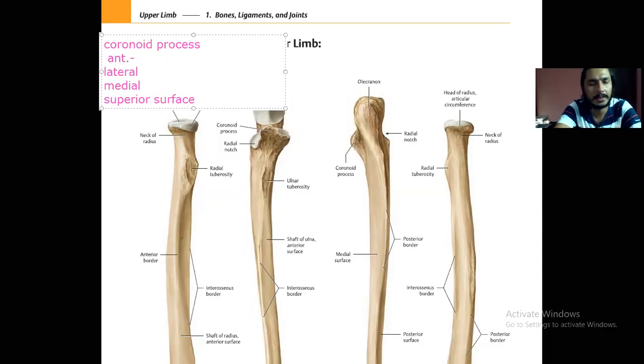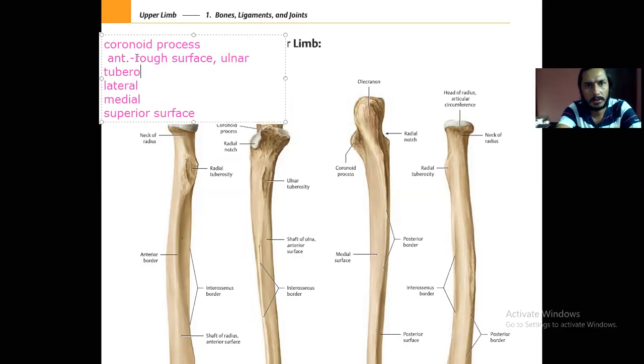This is the rough part, and here you will find the ulnar tuberosity. Now next is the lateral surface. See here, you can see the lateral surface. In the lateral surface, you will especially find two things, the first being the radial notch.